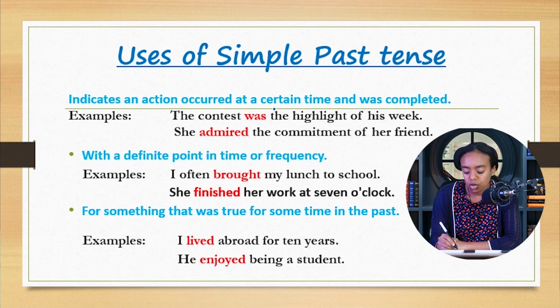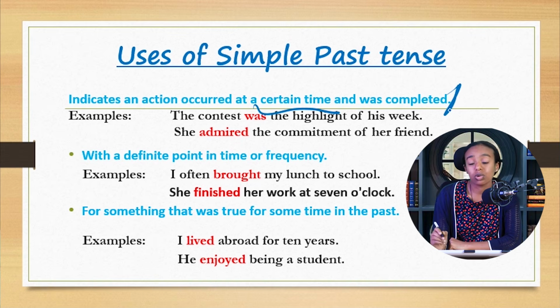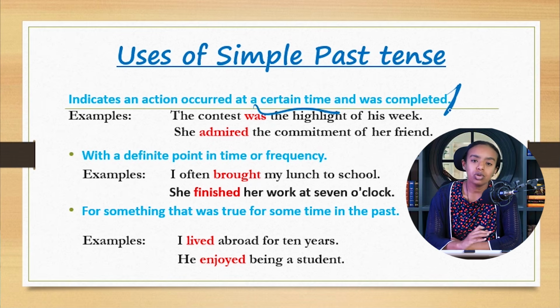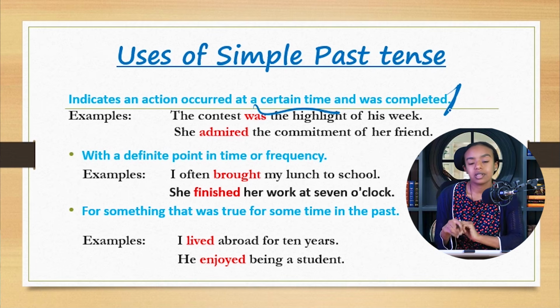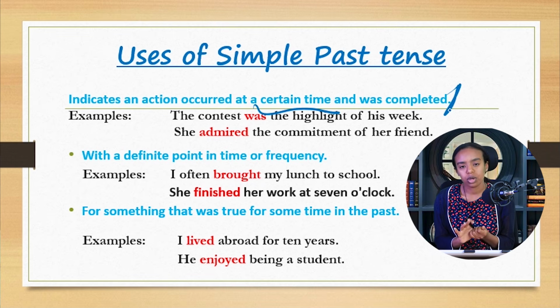አክሽኑ የሆነ ታይም ላይ ሃፕን አድርጎ ግን ኮምፕሊት ሆኗል። ሲምፕል ፓስት የሚባለውም ለዚህ ነው። ፕሬዘንት ፐርፌክት ላይ ትዝ የሚላችሁ ከሆነ አክሽኑ ኢን ደ ፓስት ተጀምሮ ፕሬዘንት ላይ ሊያልቅም ላያልቅም ይችላል። ሲምፕል ፓስት ከሆነ ግን አክሽኑ ፓስት ላይ ተጀምሮ ፓስት ላይ አልቋል። ኢትስ ኮምፕሊትድ ኦልሬዲ። ከፕሬዘንት ጋር የሚያያይዘው ምንም ነገር የለም። We have to make sure of that.